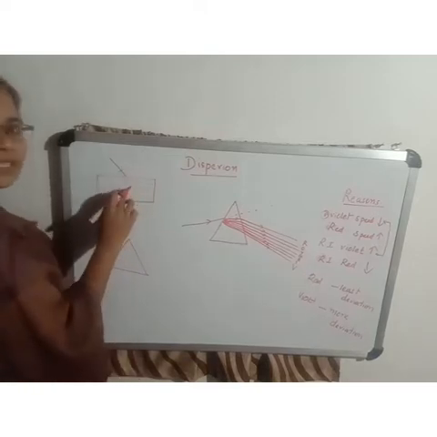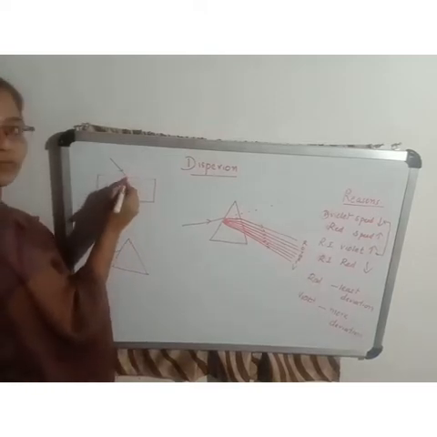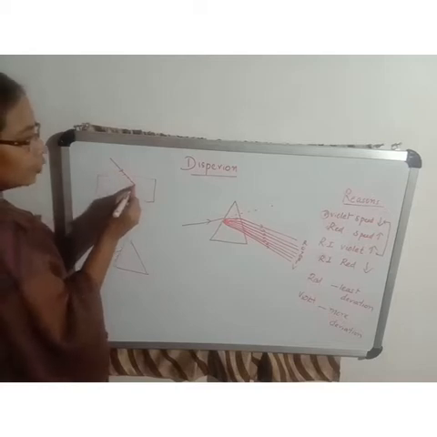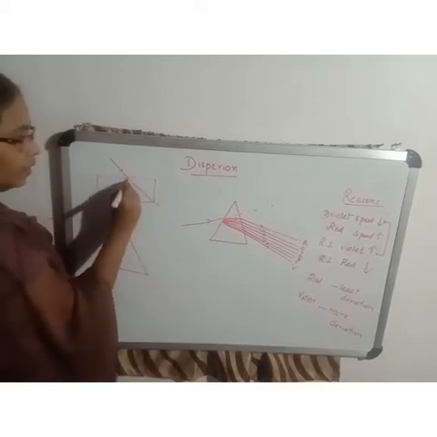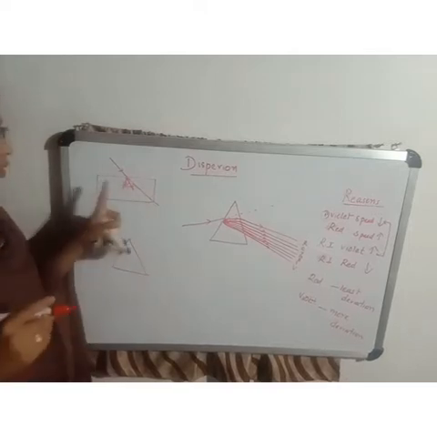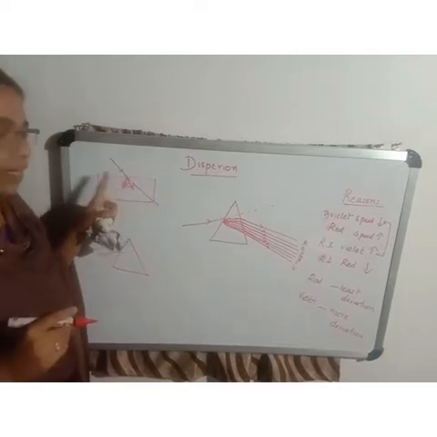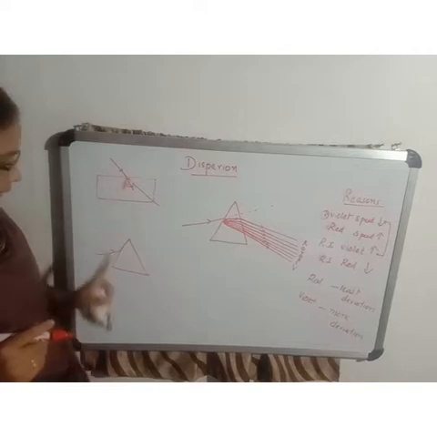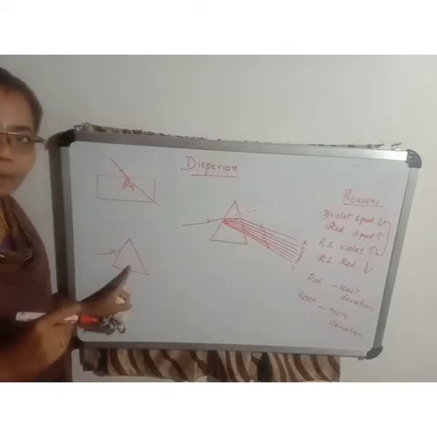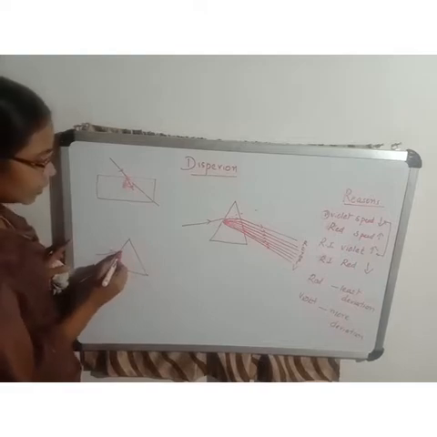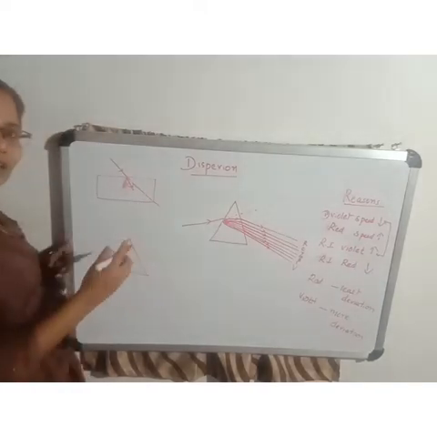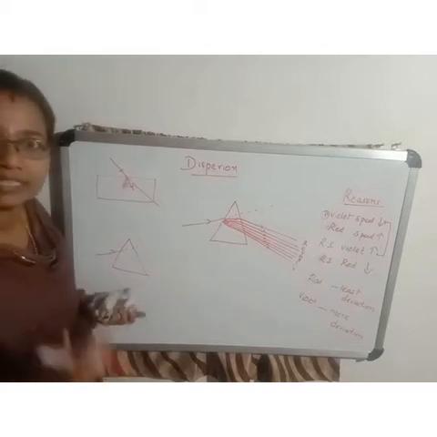When light is hitting the glass slab, what will happen? Instead of going straight, it will bend. So this is refraction. The same thing happens in the case of a triangular prism. A white light hits the prism. Instead of going in a straight line, it will deviate its path.